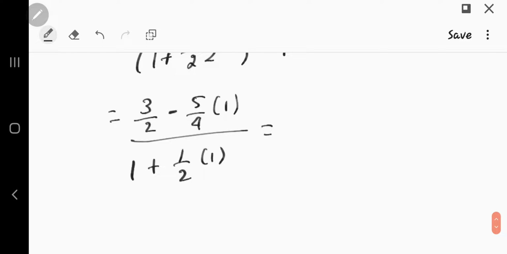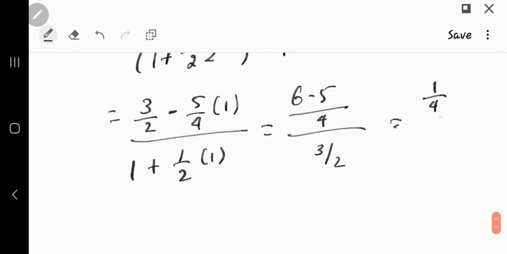So that gives you 3 by 2 here, 4 here, 6 minus 5, that is 1 by 4 divided by 3 by 2. 3 ones are 3, twos are... So you should get 1 by 6 as K1.